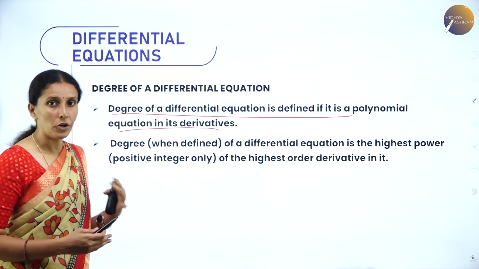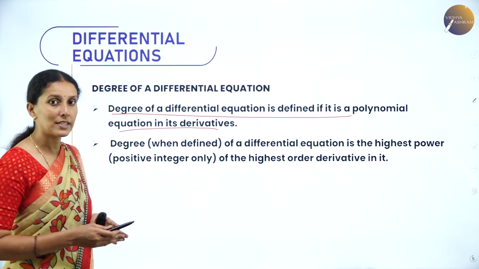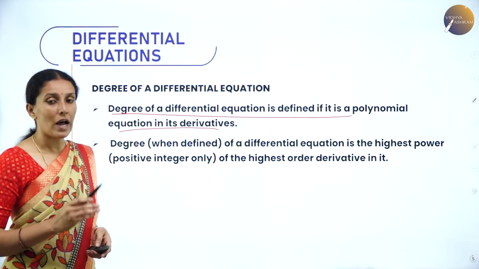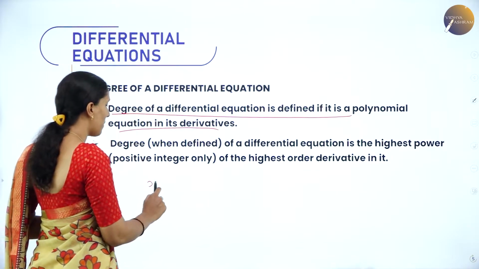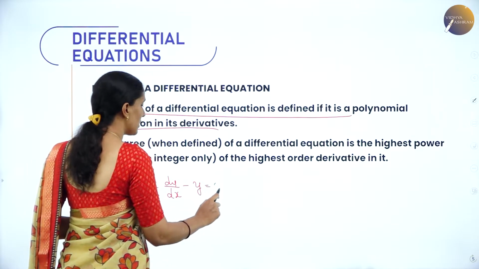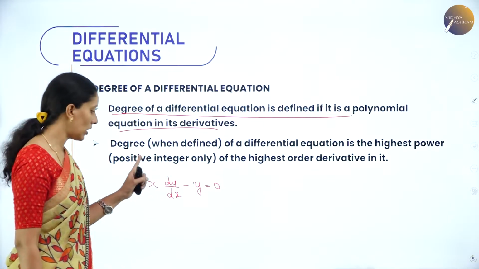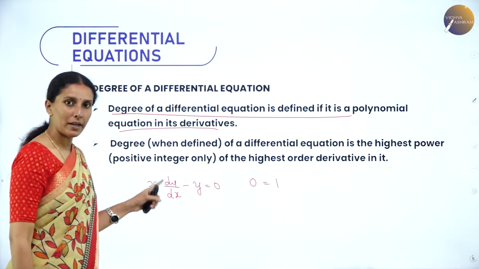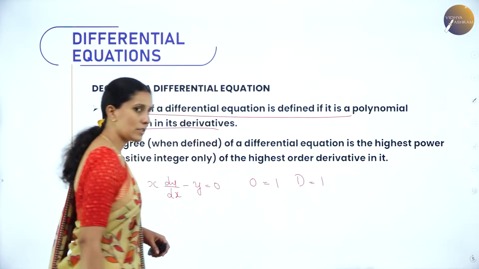In terms of a polynomial equation. So if it is defined, then the degree of the differential equation is the highest power of the highest order derivative. So take an example, x dy/dx minus y is equal to 0. What is the order of this differential equation? Here the order is 1. How many times is dy/dx repeated here? Only once. Hence we say the degree of the differential equation is 1.